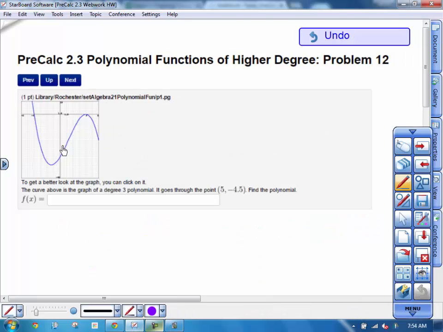All right, next problem 12 then. You look at this. This goes to negative 4 and 4. You can click on it to make it bigger. And then it gives us another point on the polynomial. We know it's a third-degree polynomial. It's odd, but it's also got a negative a value because it's been reflected over the x-axis. So my equation, f of x equals, I don't know what my a value is. I'm going to have to find that.